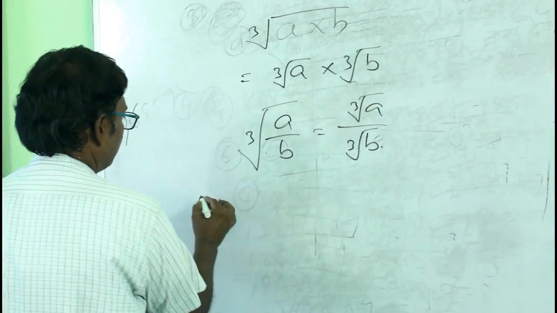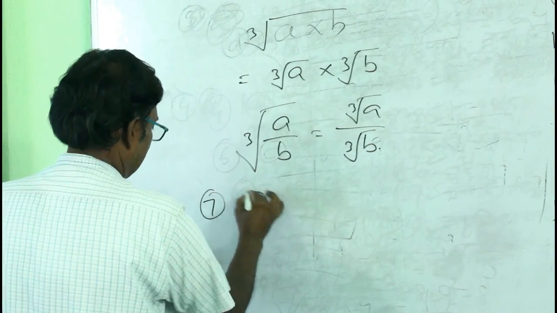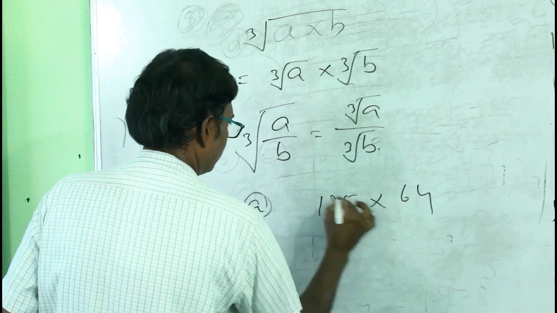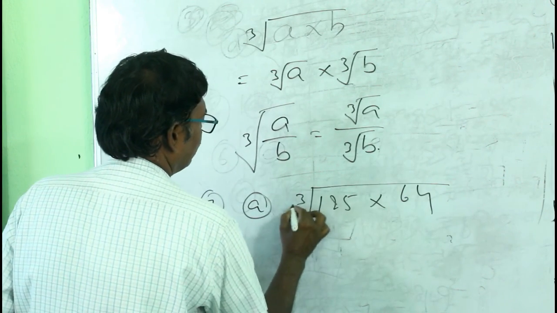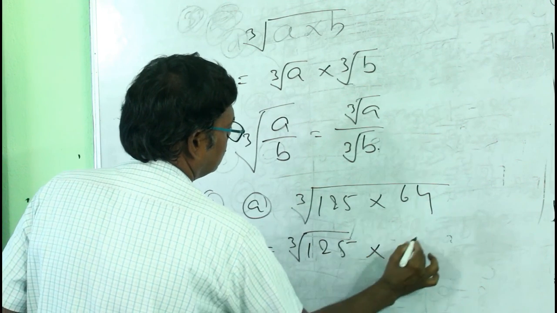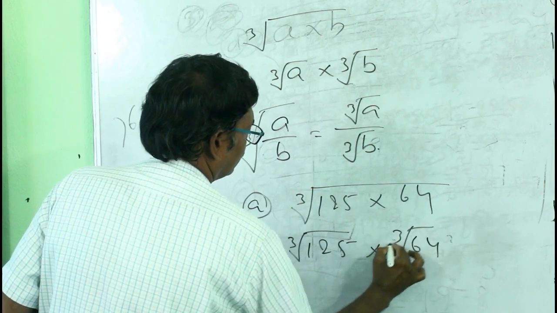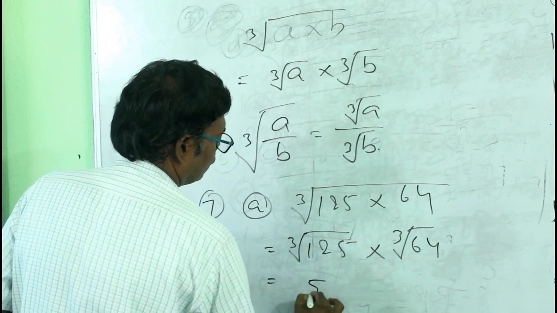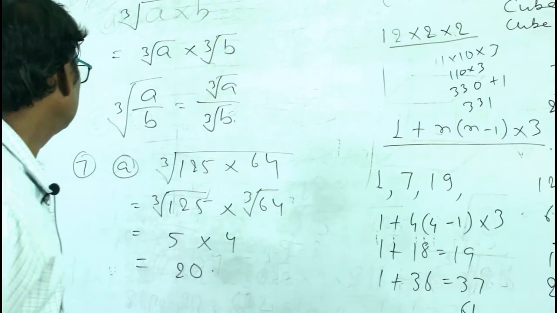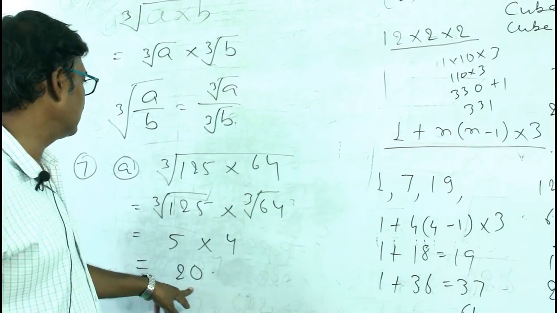So I will do one question here, question number 7a. It is 125 into 64. The cube root of this will be the cube root of 125 and then the cube root of 64. So the cube root of 125 will be 5 and of 64 will be 4. So the answer of this question is 20.